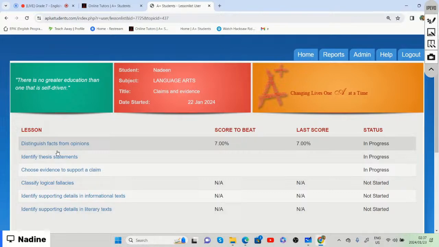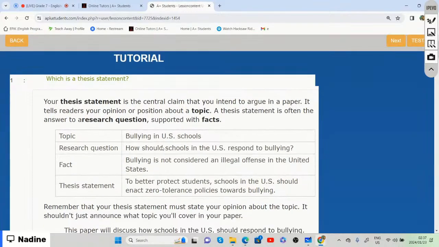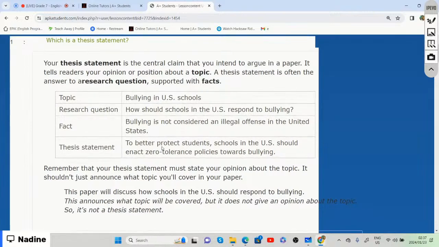So now we are identifying thesis statements after distinguishing facts from opinions. So a thesis statement is a central claim that you intend to argue in a paper, right? So I'm not sure if you do thesis statements currently, but it is a central claim that you intend to argue in a paper. And a thesis statement tells readers your opinion or position about a specific topic. And a thesis statement is often the answer to research questions.